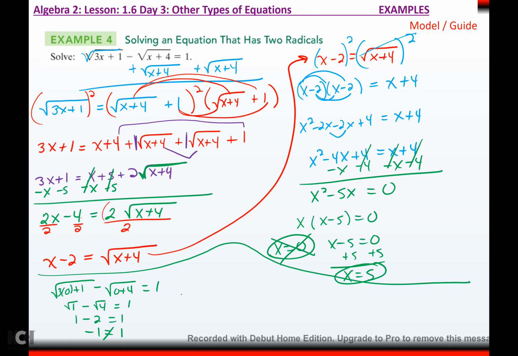Plug in 5, the square root of 3 times 5 plus 1 minus the square root of 5 plus 4 equals 1. That's 15 plus 1 is 16. 9. That's 4. That's 3. That's 1 equals 1. I can keep the 5. Okay?